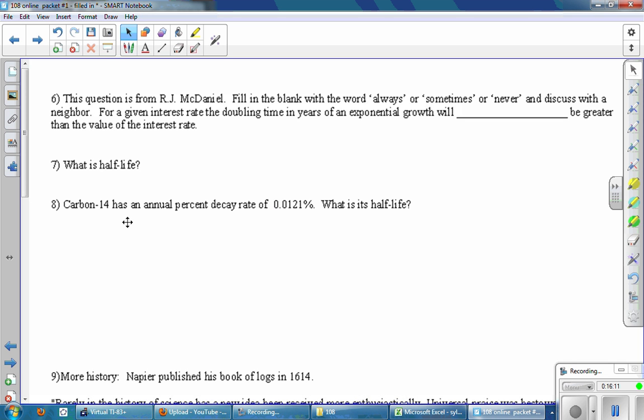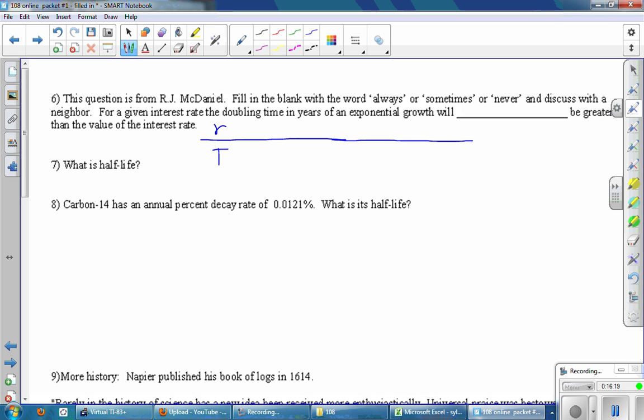Okay, how about we just start fiddling around with some numbers. I'm going to make a little chart here where I have R as the interest rate, T is the doubling time. So we've already seen that if the interest rate is 6%, then the doubling time is roughly 12 years. So in this case, which one is bigger? So the doubling time is bigger here. What if we made the interest rate smaller? What if we went to 2%?